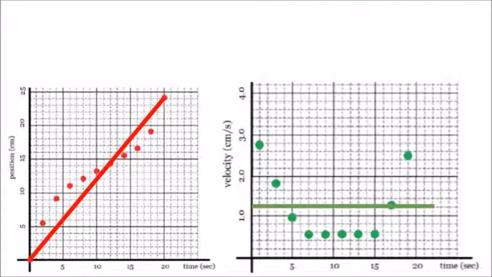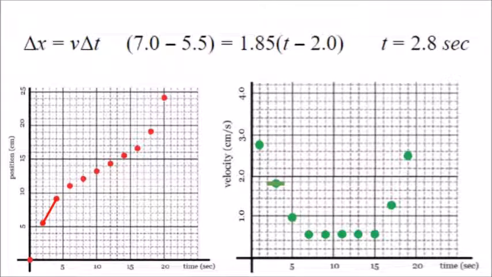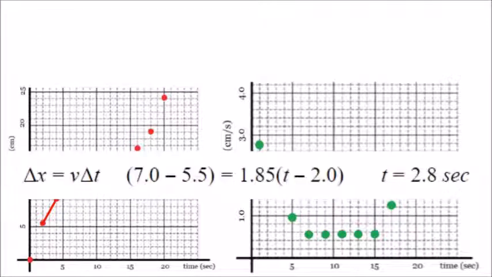The bug was moving faster at the start, so it would get to 7 centimeters in less time. With this model, we will focus on the second line segment and use the equation delta x equals v delta t. Nothing too scary here. We already found the average velocity in this segment will be 1.85 centimeters per second. We also know that the bug was at 5.5 centimeters when time equals 2 seconds. Therefore, the bug is at 7 centimeters at a time of 2.8 seconds, which looks good on our graph and fits nicely on our answer sheet.